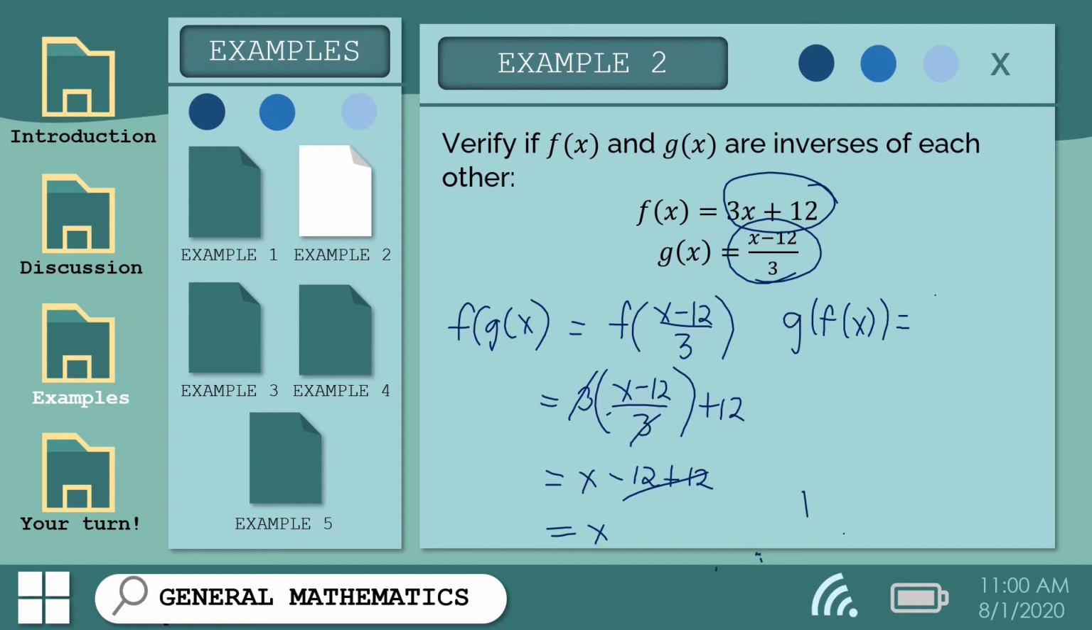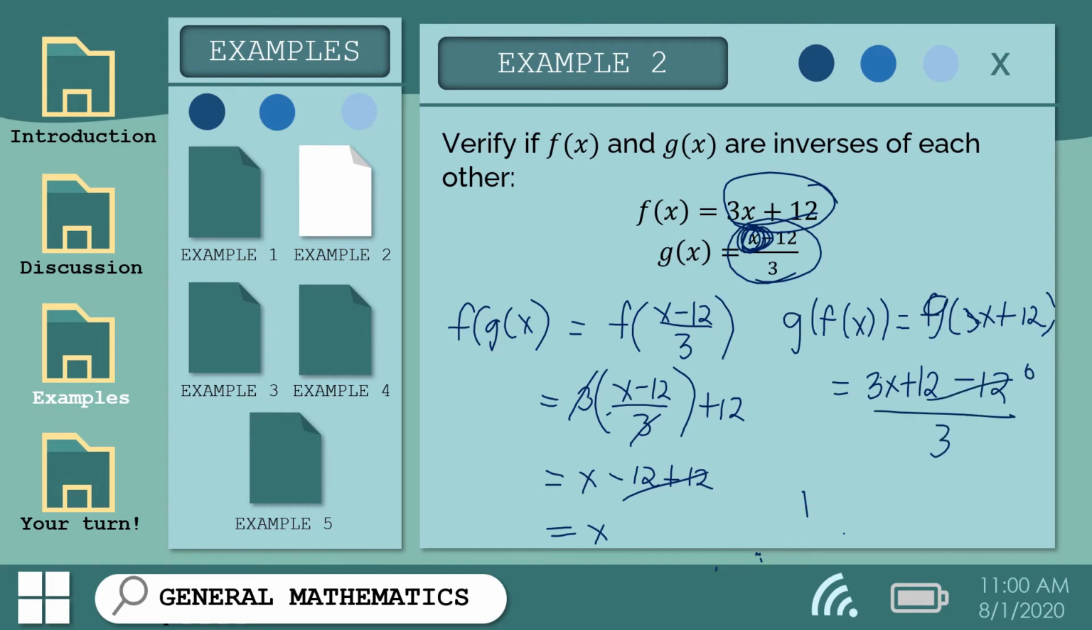So, ipapalit po natin siya. So, ibig sabihin that is f of 3x plus 12. Ayan. So, substitute na po natin. This is g. Okay. So, yung mga x ng ating g of x, palitan lang natin ng 3x plus 12. So, we have now 3x plus 12 minus 12 over 3.